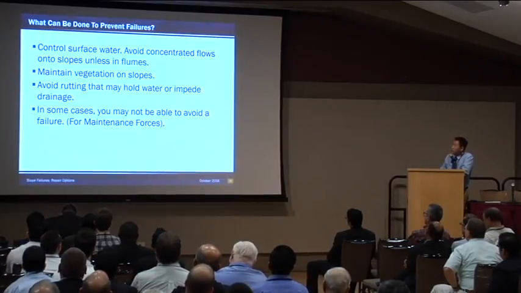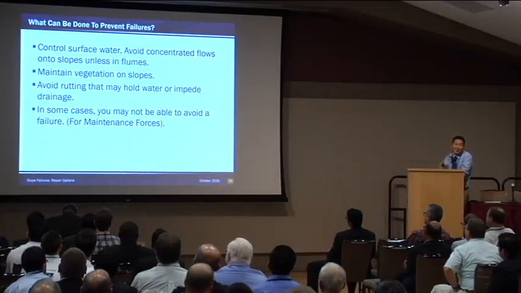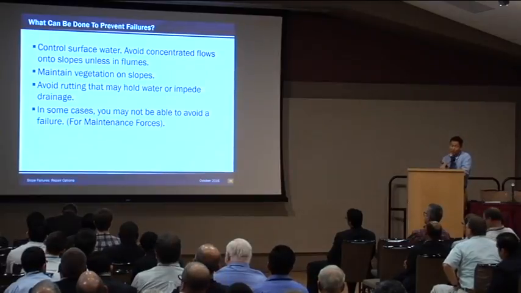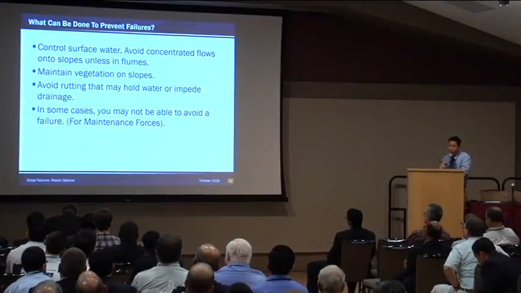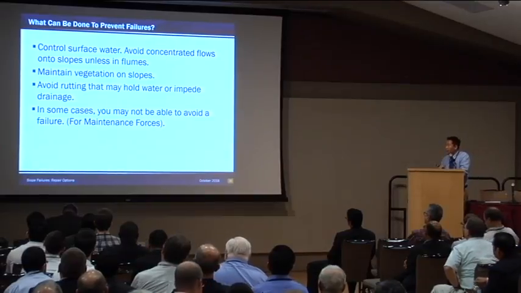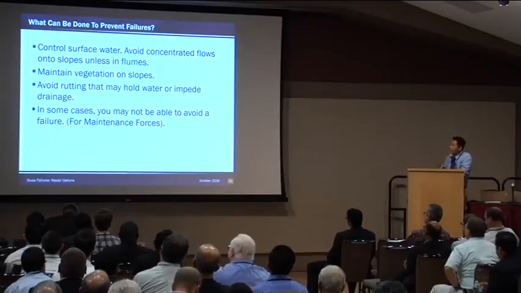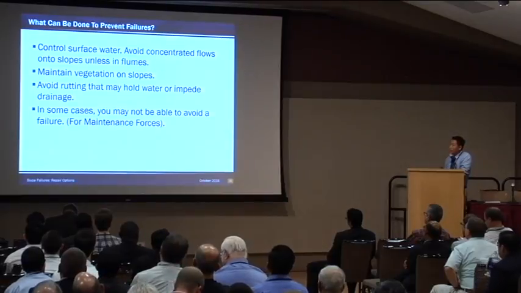Okay, so how to fix it? Water, water, water. That's the answer for most slope failures. So divert the water properly, and you can use vegetation, same as for erosion, and avoid rutting in the embankment.